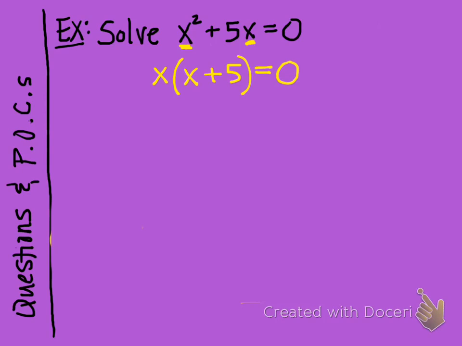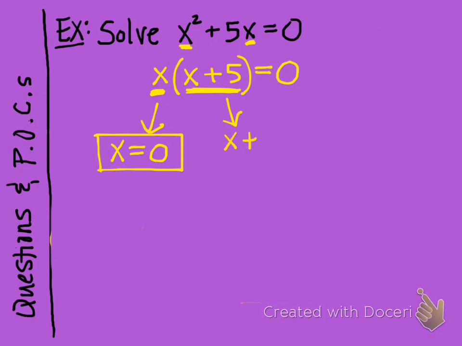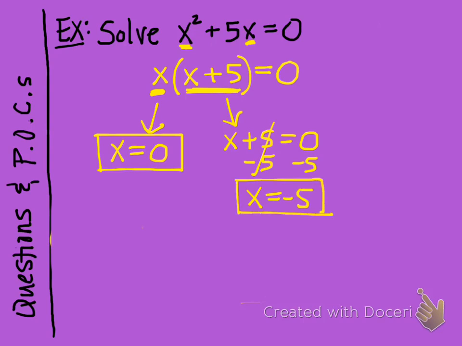So now, just like before, I've got something times something, and I'm going to set each of those somethings equal to 0, just like we did with the binomials. So I'm going to set x equal to 0. Oh, look, that equation's already solved. So there's one solution. And then we're going to set the x plus 5 equal to 0. To solve that, I simply have to subtract 5 from both sides. x equals negative 5. Whoops. There's my other solution.